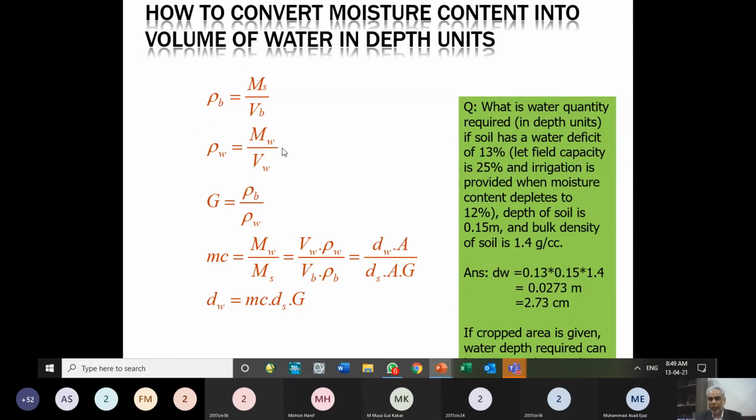And similarly, we can write the density formula for water, mass of the water to the volume of the water. And the ratio of these two is said to be specific gravity, the bulk density of the soil to the density of water. And putting these three things, we will be putting in the formula of the moisture content. So moisture content is the ratio of mass of water to the mass of the soil. So replacing this mass of the water with the density multiplied by the volume from this second equation.